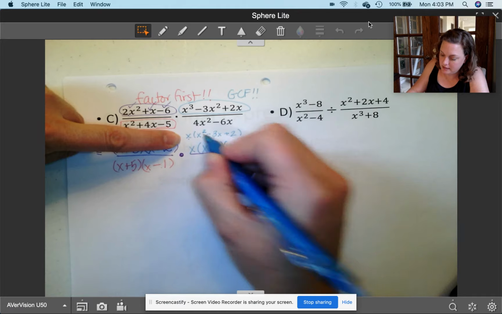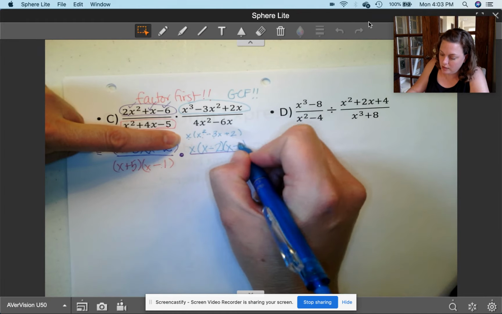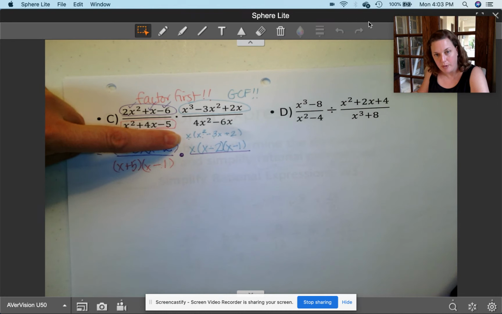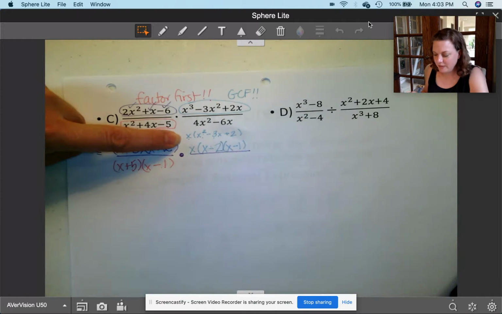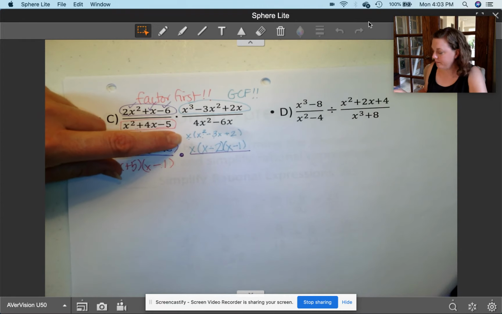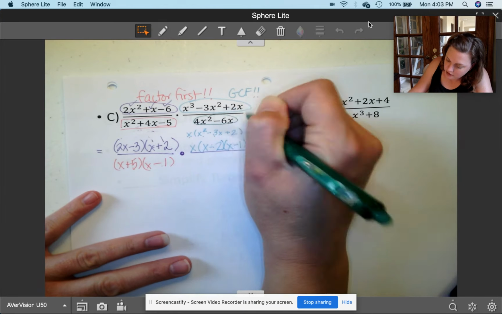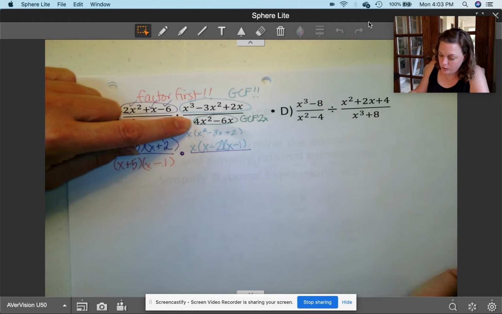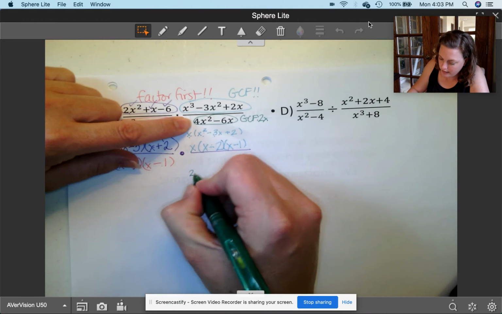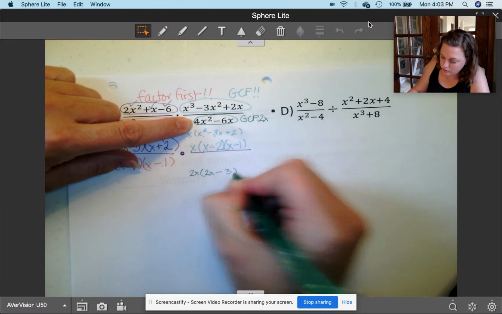x times x is x squared. What gives me a positive 2? A negative 2 times a negative 1 would give me a positive 2. But when I check my smile, it will give me a negative 3x when I add them up. All right, and then down here, again, they gave me a GCF. This says a GCF of 2x. So I'm going to go ahead and pull that out. That would leave behind a 2x and then a minus 3. And that's all I can do.